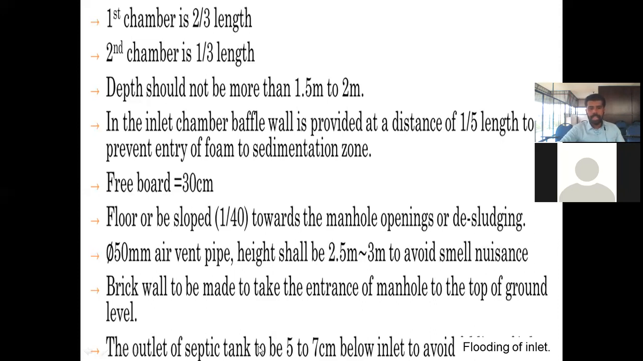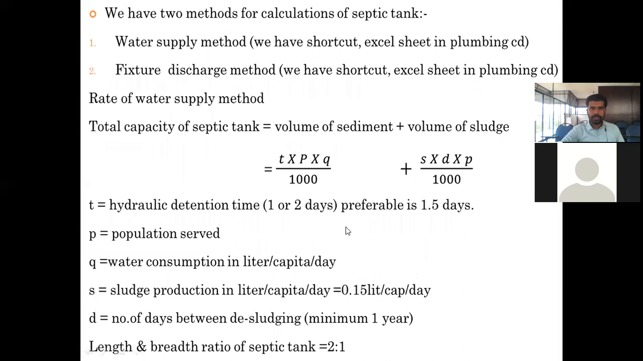The outlet of the septic tank is to be 5 to 7 centimeter below the inlet to avoid flooding. The outlet should be below the inlet, 5 to 7 centimeter below, to avoid flooding of the inlet. Otherwise the water will flood the inlet portion, and the water won't come into the septic tank. So in order to avoid flooding, the outlet is 5 to 7 centimeter below, so that the water can overflow to the socket.